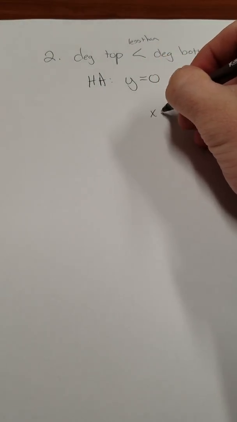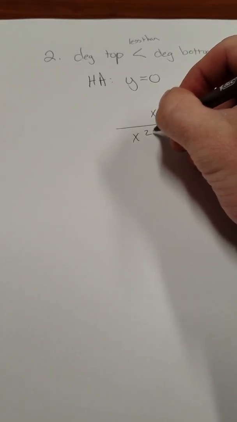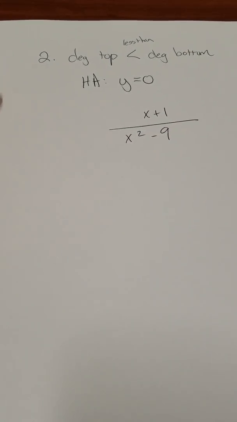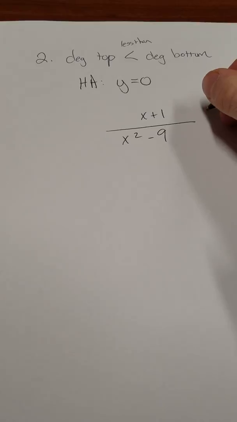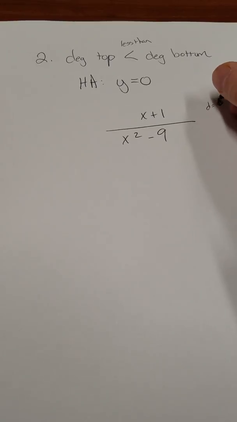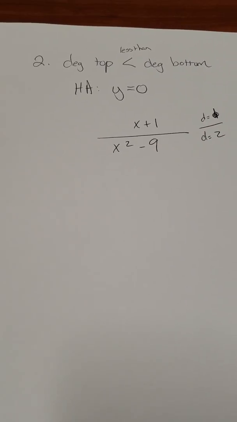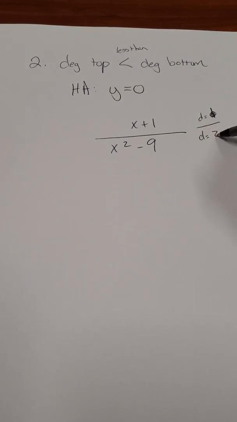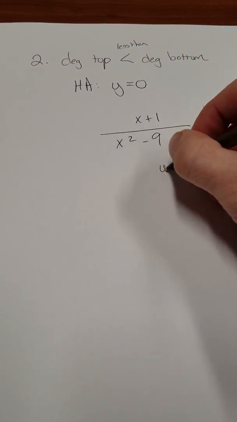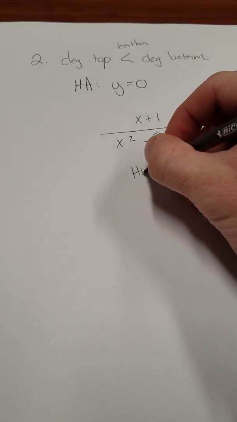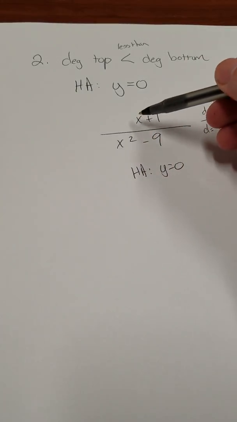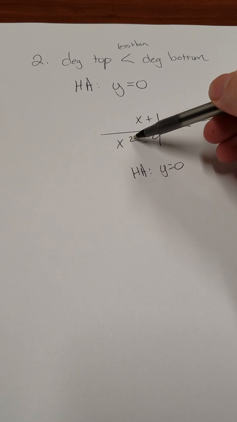Well, this might be like x plus 1 over x squared minus 9. Okay, the degree of the top is 1. The degree of the bottom is 2. Therefore, the degree of the top is less than the degree of the bottom, so y equals 0 for your horizontal asymptote. Degree of top, degree of bottom. So this one's 1, that one's 2.